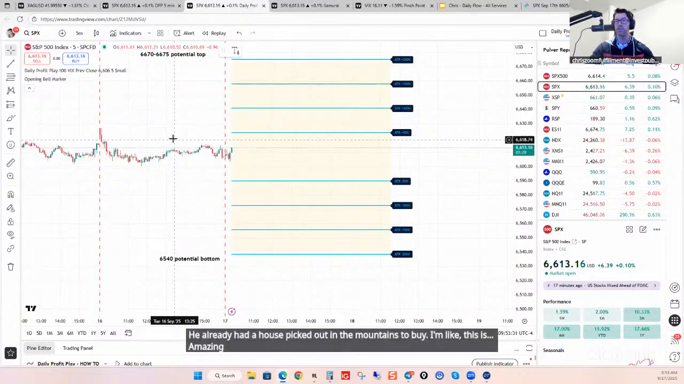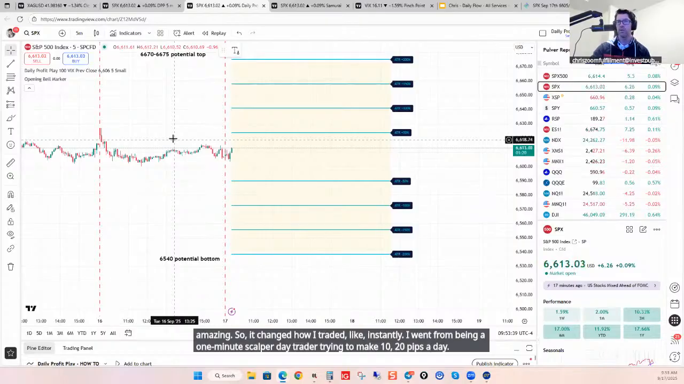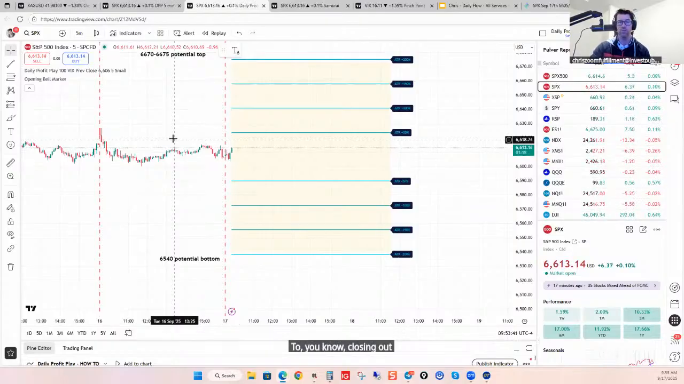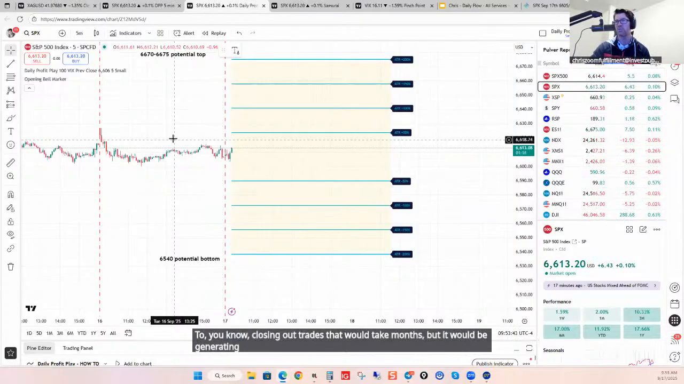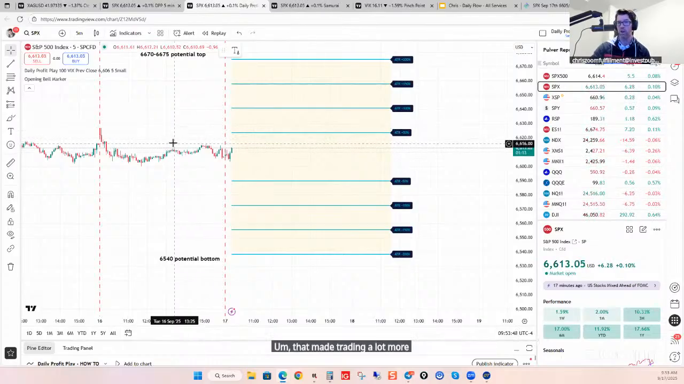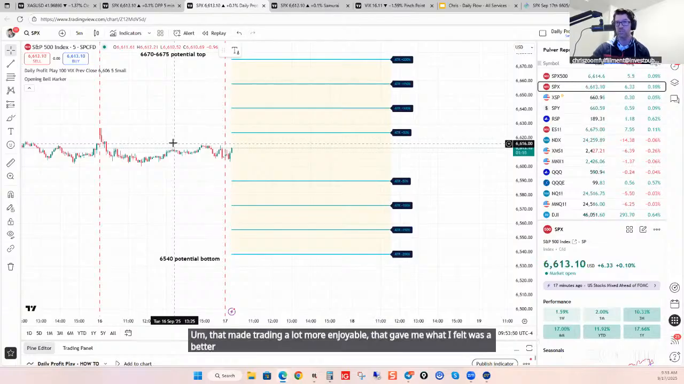So it changed how I traded instantly. I went from being a 1 minute scalper day trader trying to make 10, 20 pips a day to closing out trades that would take months, but it would be generating 10, 20,000 pips at a time. That made trading a lot more enjoyable. That gave me what I felt was a better balance. I managed risk a lot better.